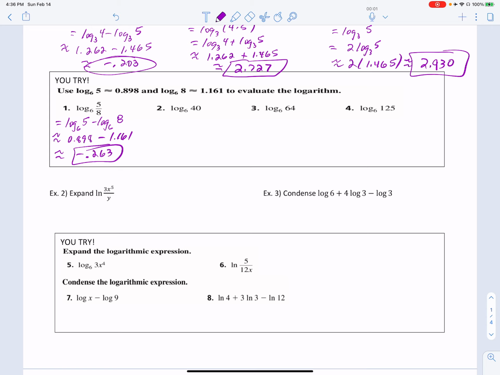Then example 2, well, 40 is 5 times 8, so I can replace this with log base 6 of 5 times 8 and apply the product property of logarithms. This is log base 6 of 5 plus log base 6 of 8. And then make those substitutions.